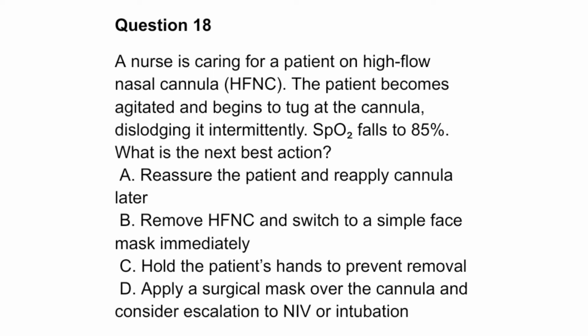Question 18. A nurse is caring for a patient on high-flow nasal cannula, HFNC. The patient becomes agitated and begins to tug at the cannula, dislodging it intermittently. SpO2 falls to 85%. What is the next best action? A. Reassure the patient and reapply cannula later. B. Remove HFNC and switch to a simple face mask immediately. C. Hold the patient's hands to prevent removal. D. Apply a surgical mask over the cannula and consider escalation to NIV or intubation.